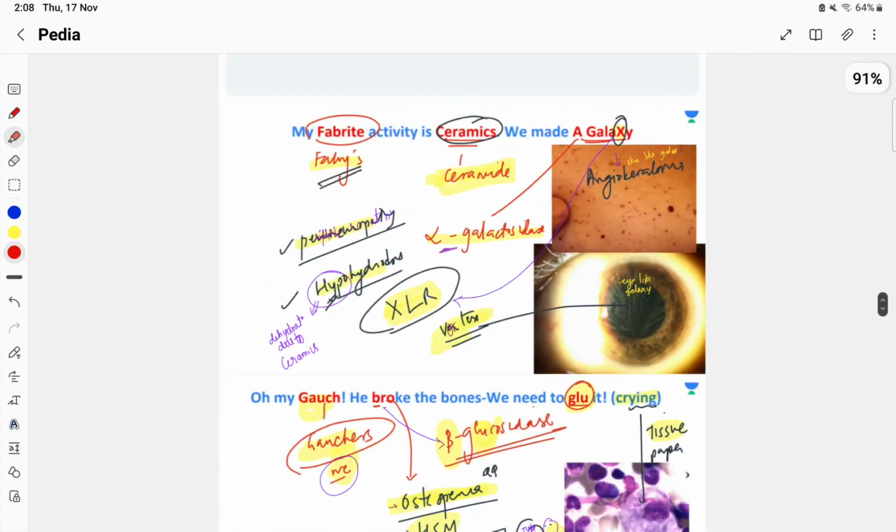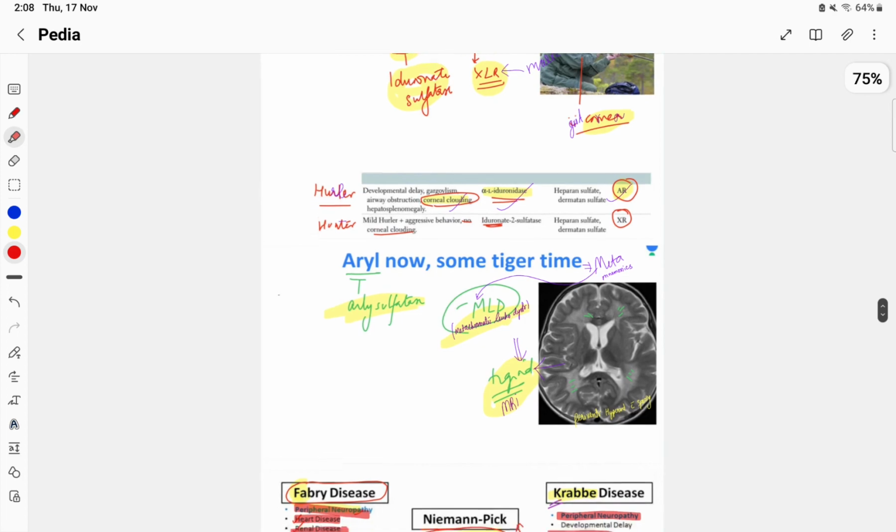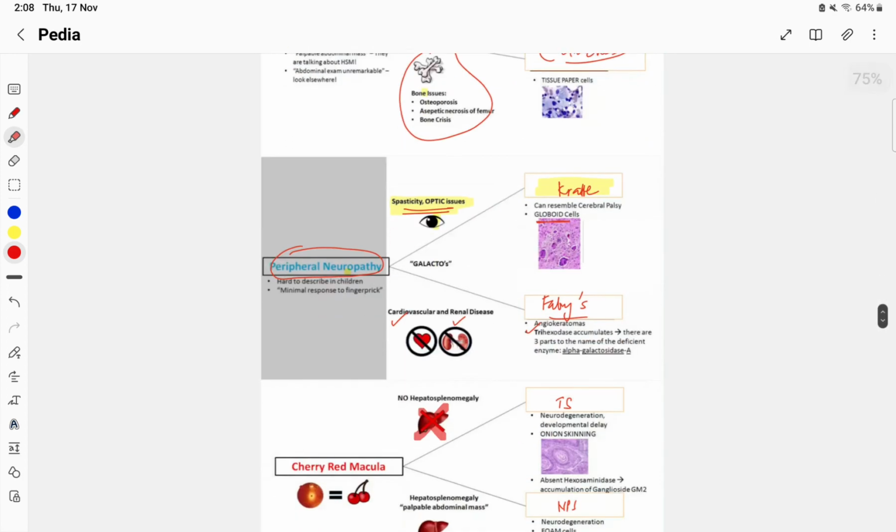Hope you like it and do the questions of it. I believe that you'd be able to solve a lot of the questions. Just focus on the keywords, the key features, and try and find out.